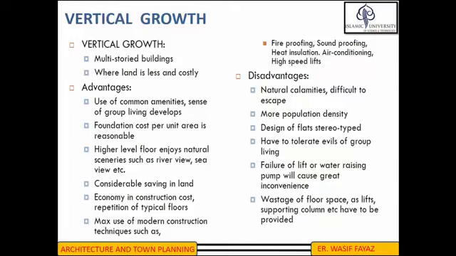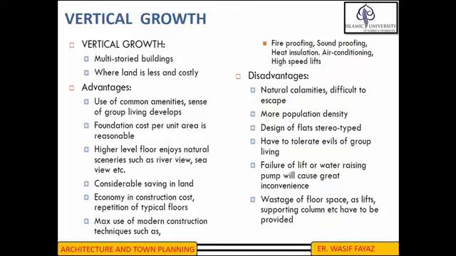Regarding the advantage of vertical growth, as the people will be staying and using common amenities of the same building, a sense of group living will develop in vertical growth. As the foundation cost will be distributed between all the floors, the foundation cost per unit area will be low as compared to horizontal growth.